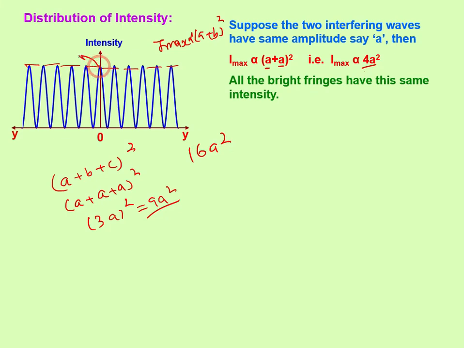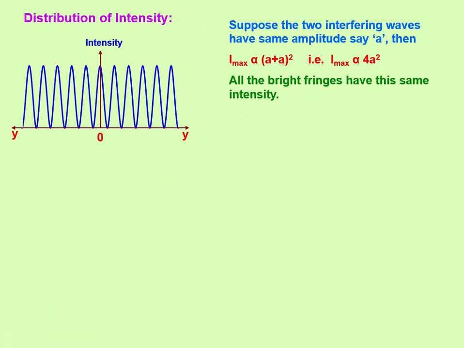So I would suggest you to remember that maximum intensity is proportional to NA whole square, where N is the number of waves of equal amplitude. They must have same amplitude. So since in this discussion we have discussed interference of two waves only, we get maximum of 4A square, NA the whole square. Correct? So this is how we get maximum intensities.